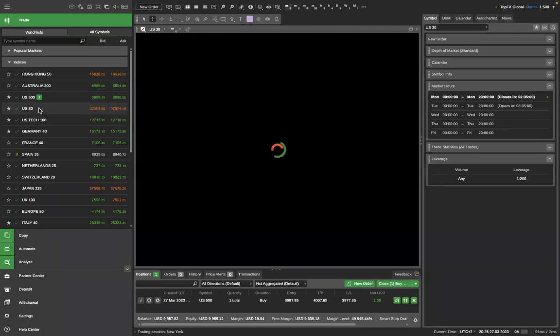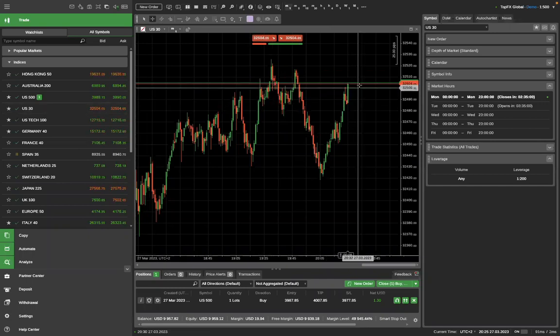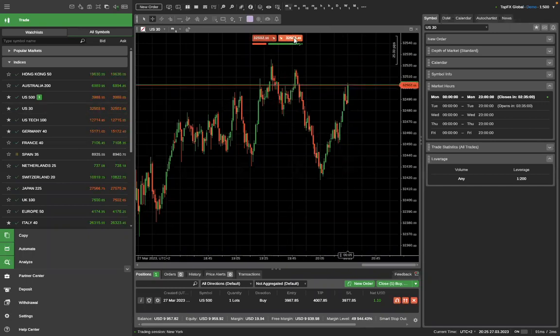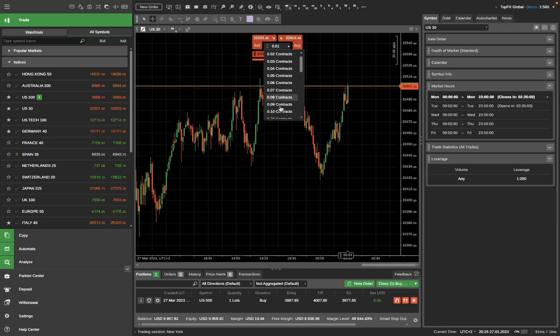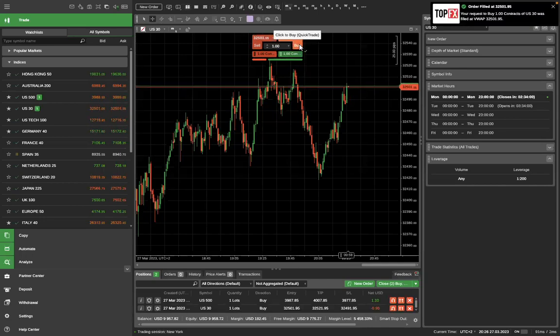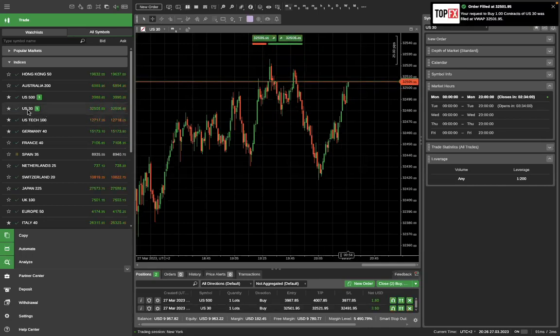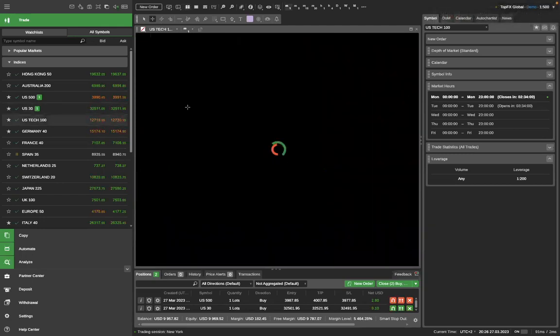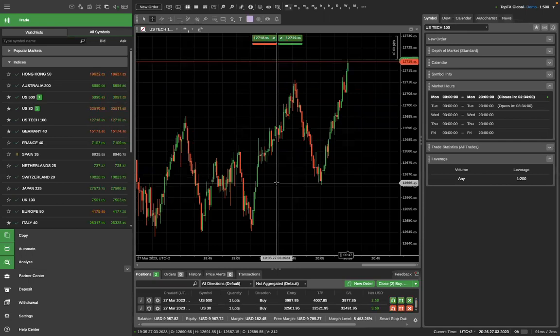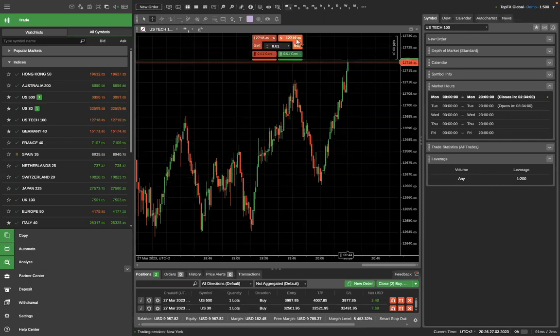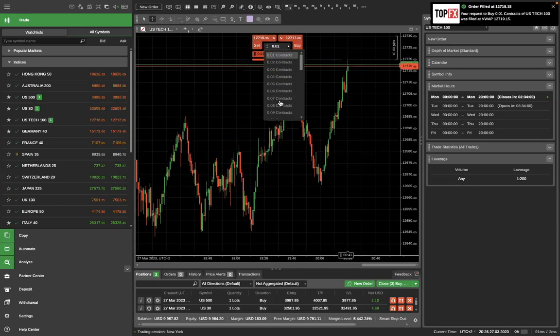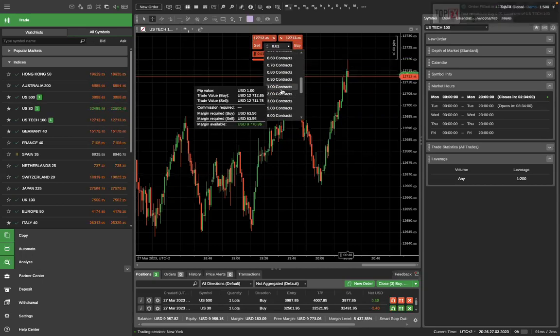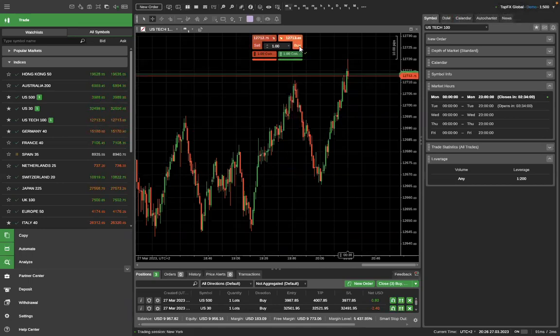I can trade the Dow Jones as well. Let's say I will trade again one contract and I will buy it. So not a problem to trade on the Dow Jones 30, one open position here. And for educational purposes only, let me just open one contract. Oh, sorry, not one mini contract, but one contract on the Nasdaq. So this is one contract.